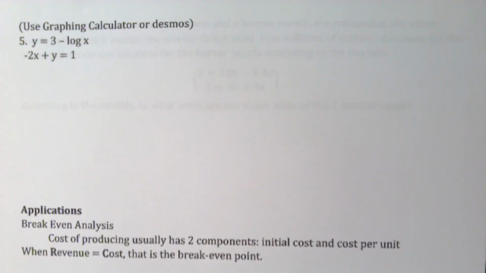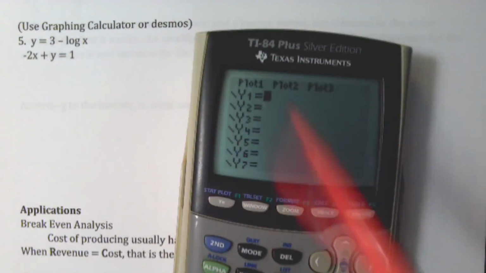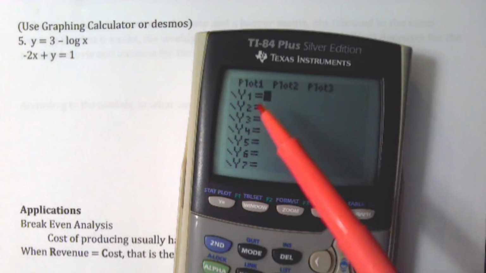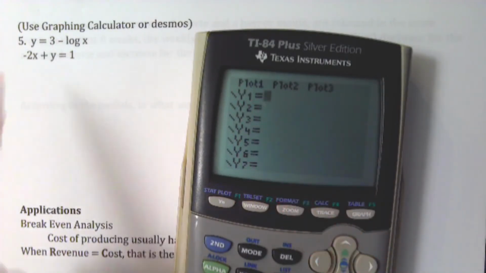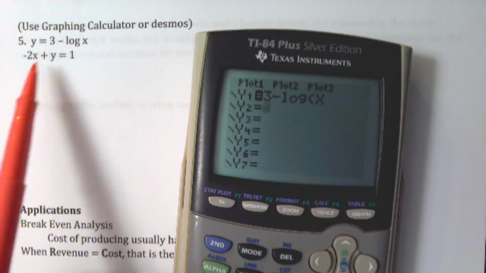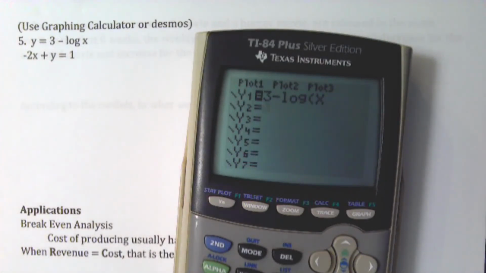So to use a graphing calc, to graph any functions really, the issue is that we need to have our dependent variable isolated. So in this case, the y is isolated for the first one, so we're good to go, 3 minus log x. But we can't necessarily type in negative 2x plus y equals 1. We have to have the dependent isolated.